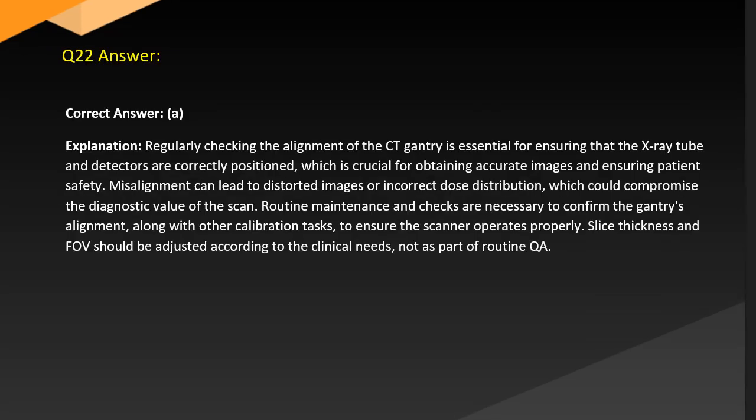Answer. Correct answer: A. Explanation. Regularly checking the alignment of the CT gantry is essential for ensuring that the X-ray tube and detectors are correctly positioned, which is crucial for obtaining accurate images and ensuring patient safety. Misalignment can lead to distorted images or incorrect dose distribution, which could compromise the diagnostic value of the scan. Routine maintenance and checks are necessary to confirm the gantry's alignment and other calibration tasks to ensure the scanner operates properly. Slice thickness and FOV should be adjusted according to the clinical needs, not as part of routine care.